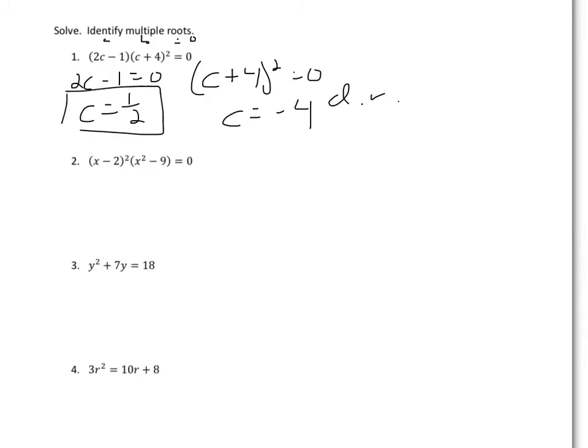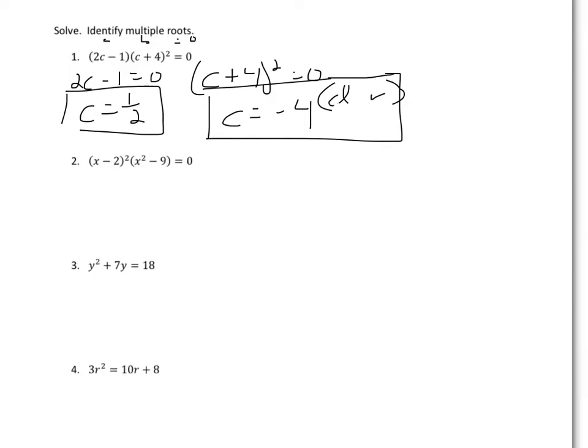So the answers here would be 1/2 and -4. Obviously, this is not an exponent, right? This is totally separate. It's just identifying that it's a double root. Maybe best put it in parentheses. That's probably the best way to do it. Some parentheses there, tell me it's a double root, and you'll be good to go.